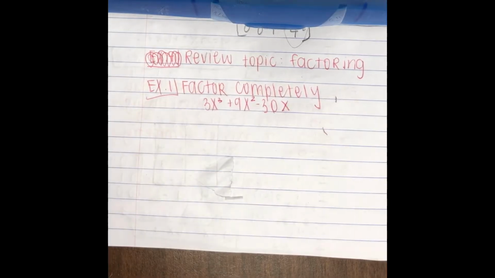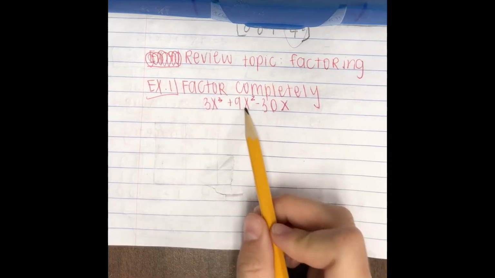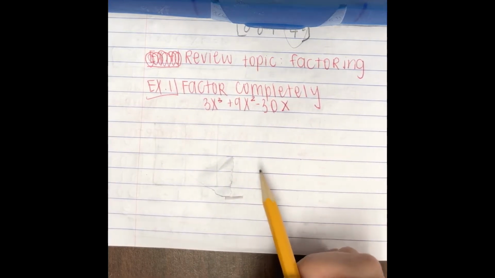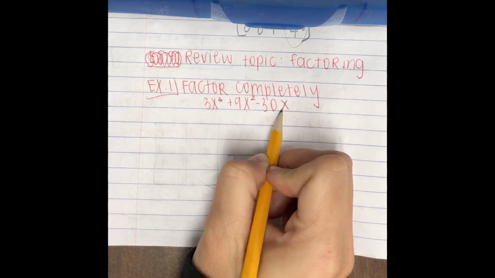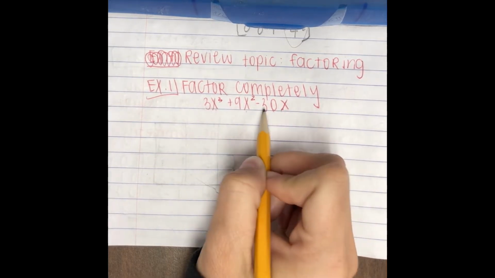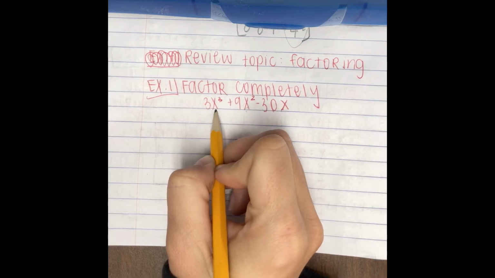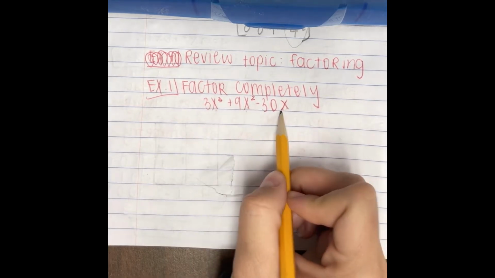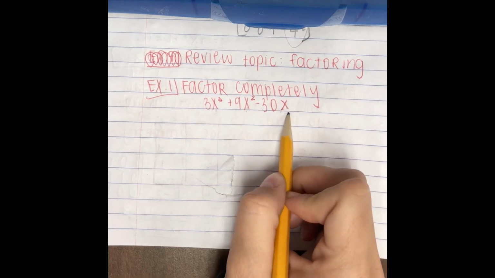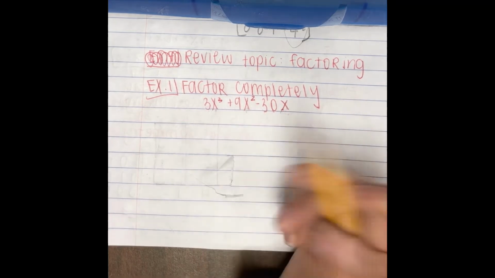Okay, so we're factoring completely, meaning the first thing we're going to do is look and see if we have a GCF for these three terms. First thing I'm going to notice is they all have x's, so they have at least one x in common. I can take one x away from all three of them. I can't take two x's away from all three because this one only has one, which means I can only take one x away from all three.